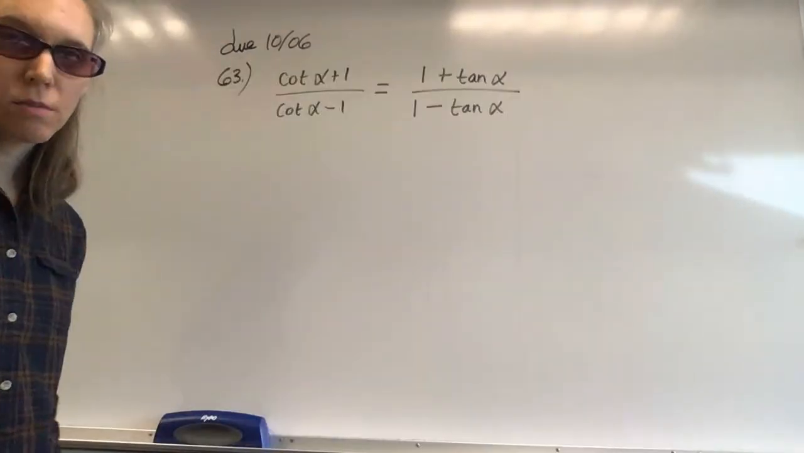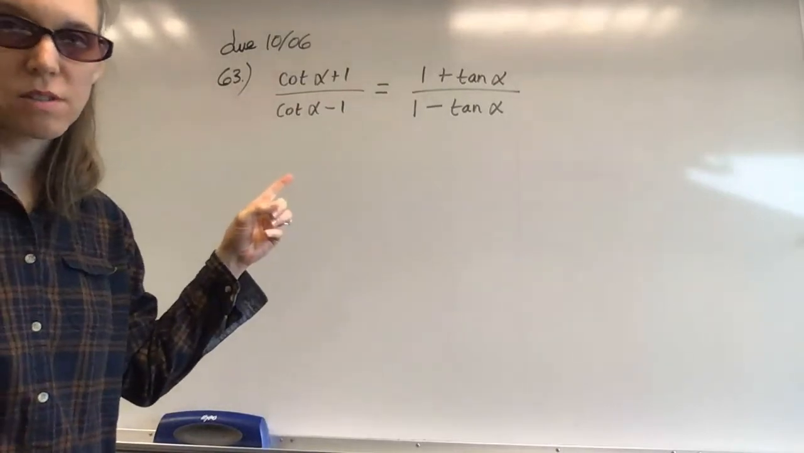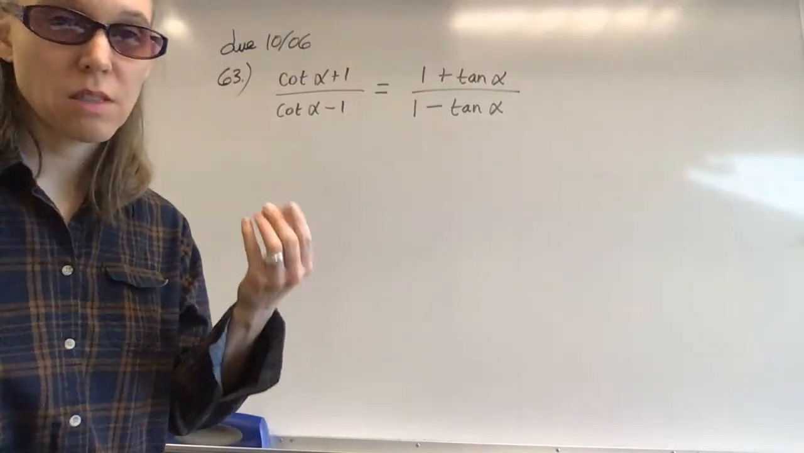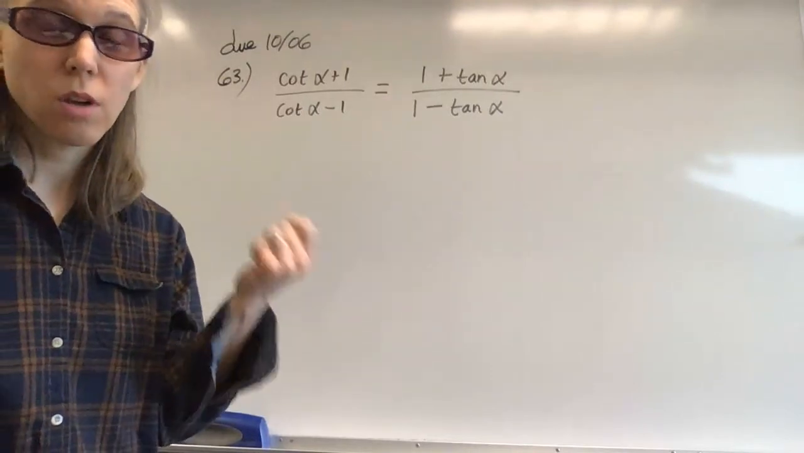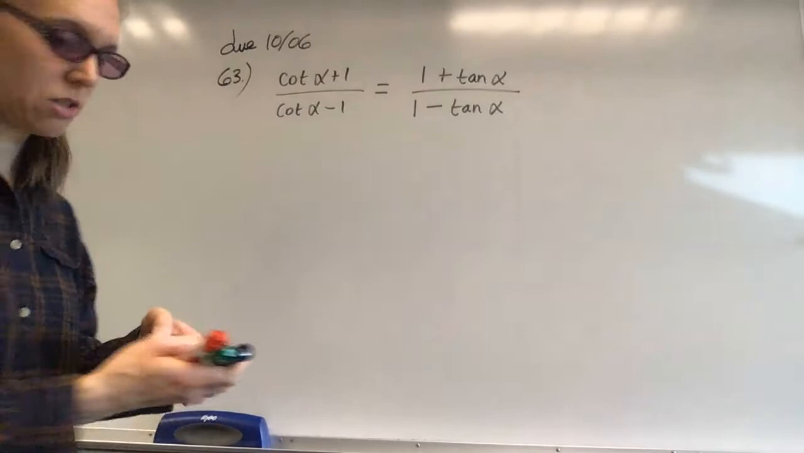For number 63, since cotangent is the reciprocal of tangent, it just seems like the most natural thing to do is to replace every occurrence of cotangent with 1 over tangent.